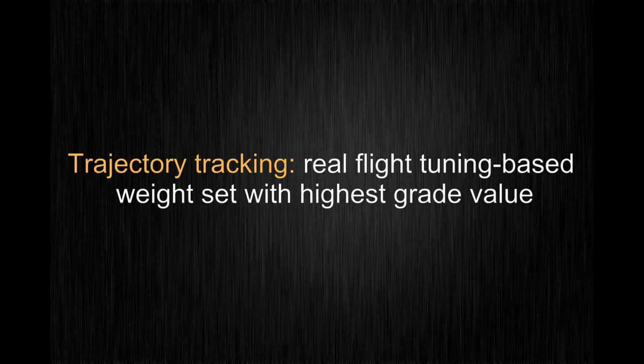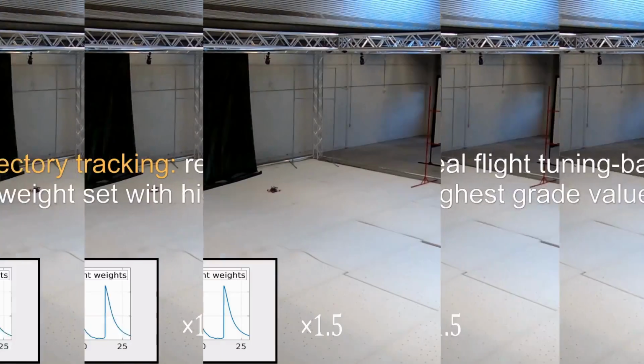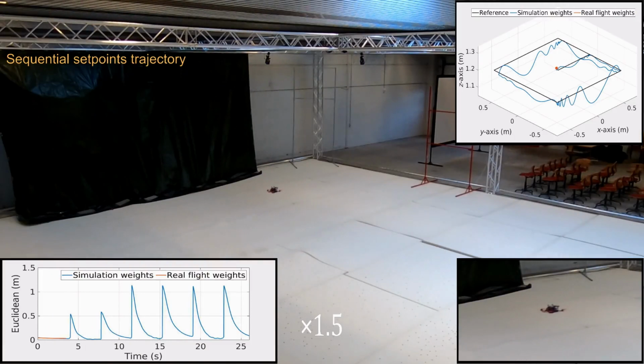Subsequent to obtaining weight sets from the real flight tuning, we again perform the trajectory tracking with the weight set having the highest grade value in the lookup table. As can be seen, this weight set also results in a precise tracking performance. Moreover, the overall tracking performance has improved due to the real flight tuning over the real robot.